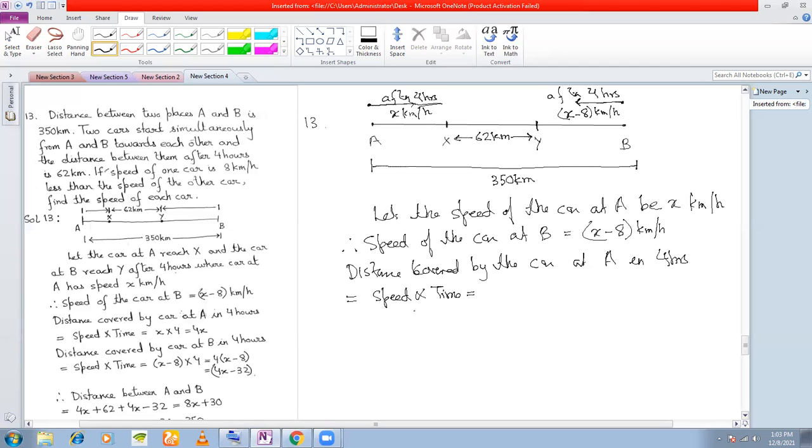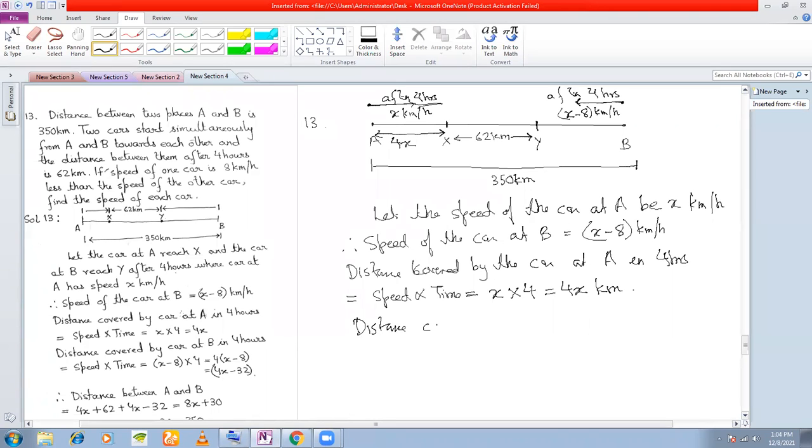What is the speed in this case? Speed in this case is x and the time is 4. So 4x kilometers is the distance. So how much is this distance after 4 hours? 4x.